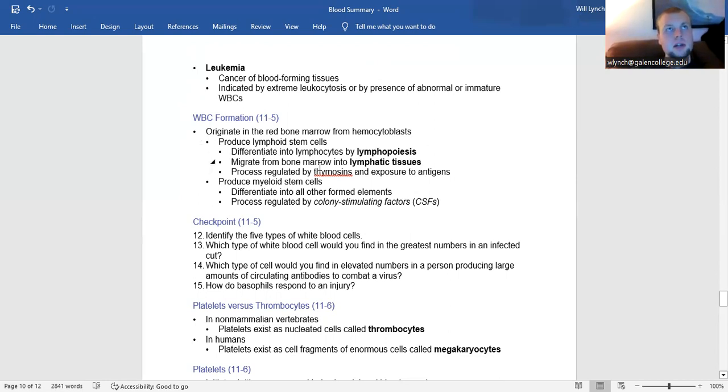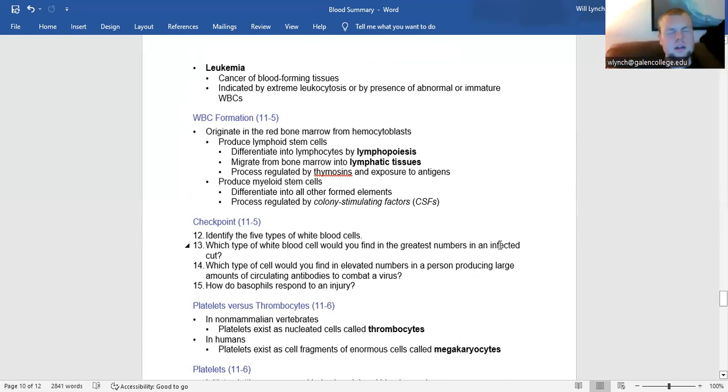The lymphocytes are then going to migrate from the bone marrow into lymphatic tissues, whether that be the thymus for T cells or the spleen, or staying in the bone marrow for B cells. This process is regulated by thymosins, which is the hormone secreted by the thymus, and also our exposure to antigens. The myeloid stem cells are going to differentiate into all of the other formed elements, so our platelets and red blood cells, while our lymphocytes come from lymphoid stem cells.